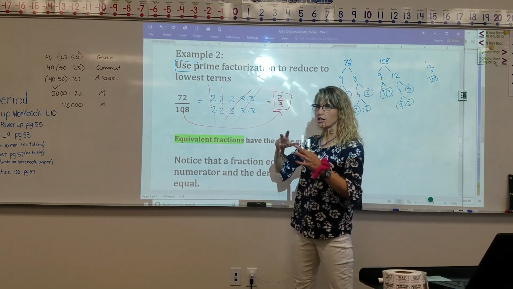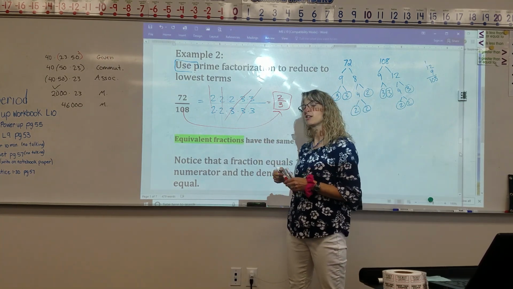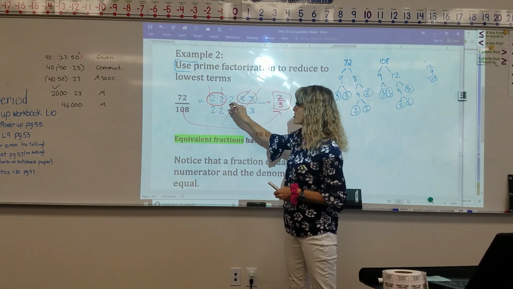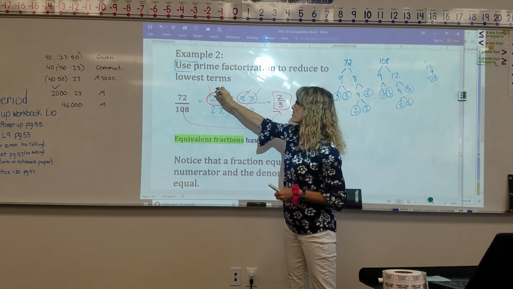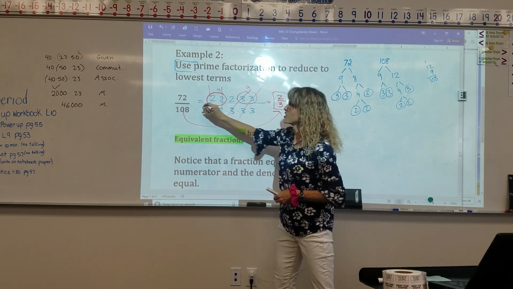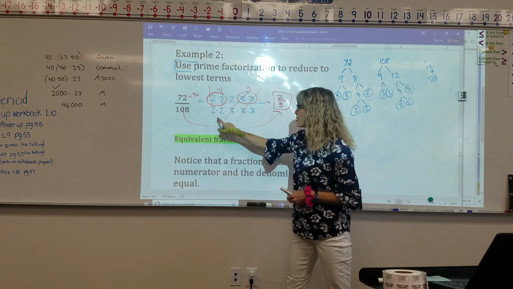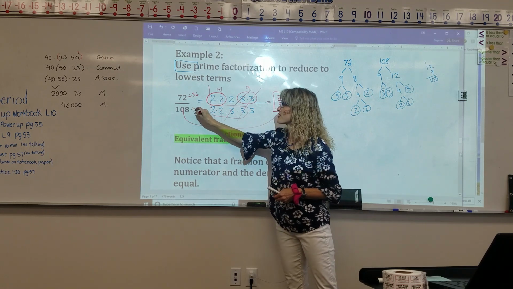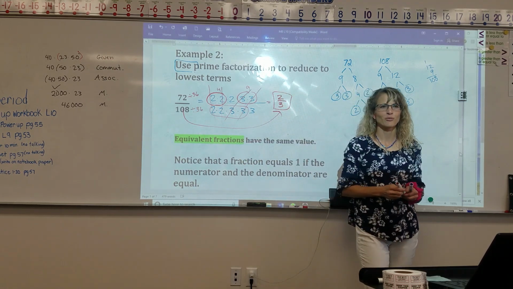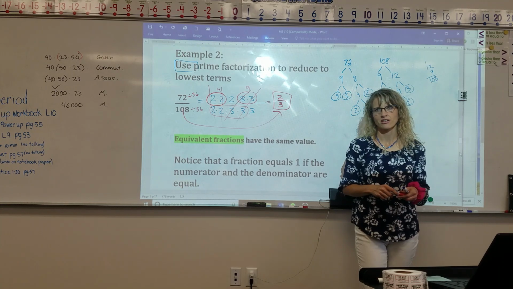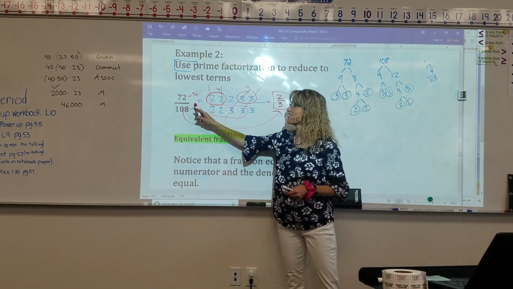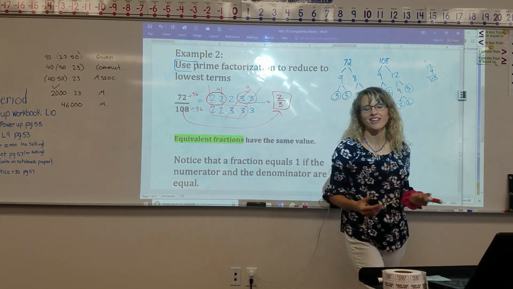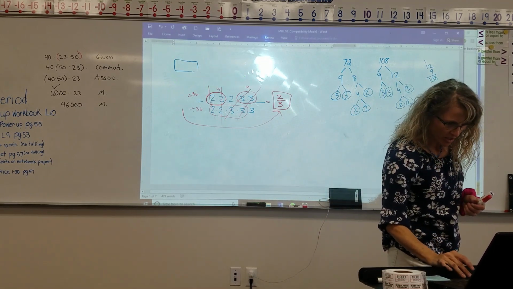Some of you, if you're thinking a little bit deeper, or if maybe this was so easy, let me make you think a little bit deeper. What is 2 times 2 times 3 times 3? So 2 times 2 is 4, 3 times 3 is 9. That's 36. Oh, that's 36. Did we just find the GCF? 36 is the greatest common factor of both, and we used prime factorization to find that.